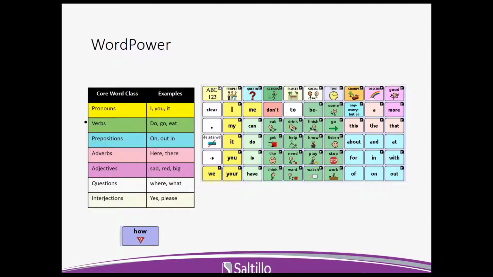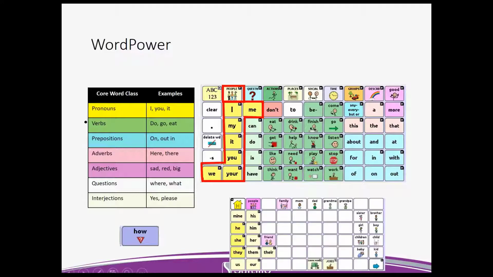All the Word Power files have a color coding system to help with dividing up the screen and accessing the words. Yellow is going to be people or pronouns like I, you, and it. They'll be located to the left of the screen for ease of access. When I press a pronoun, I can also go to the people's page and get more pronouns available on that page.